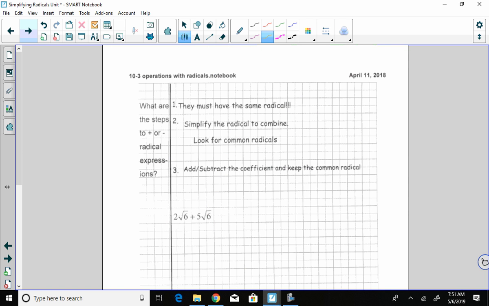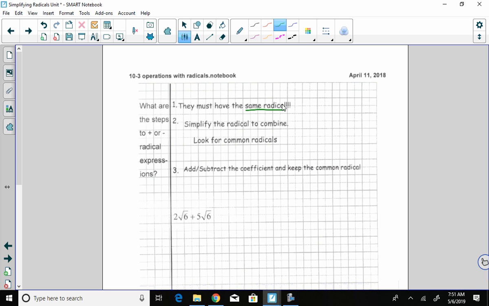So what are the steps to add or subtract radical expressions? First of all, they must have the same radical. It's like having to have the same variable, right? You can't add x's and y's to each other. You have to have the same radical. Simplify the radical to combine them. Look for common radicals if we can, and then add or subtract the coefficient, just like you would if it was a variable. And then keep the common radical, again, like you would if it was a variable.